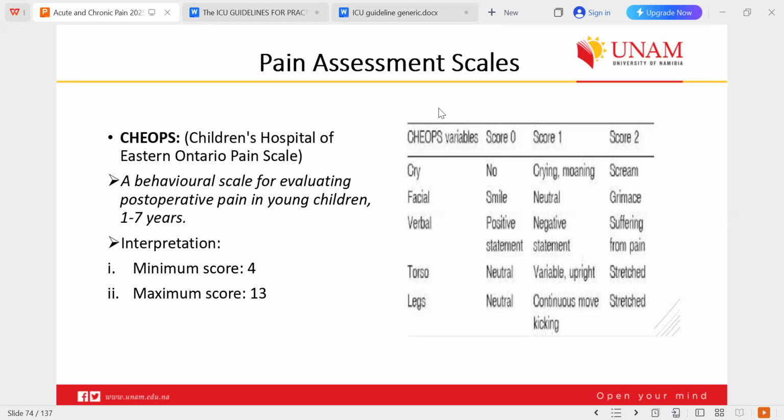Look at, is the patient crying? No, 0. Patient is smiling, 0. Verbal positive statement, how you doing? I'm okay. All right. Torso, how is the torso? Neutral. Legs are also neutral, so that patient has 4.